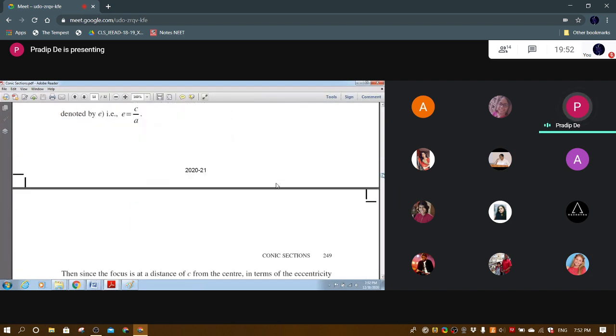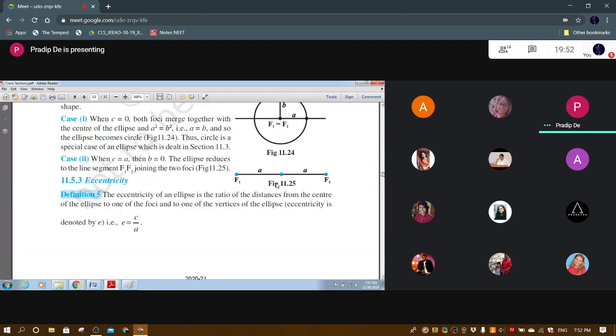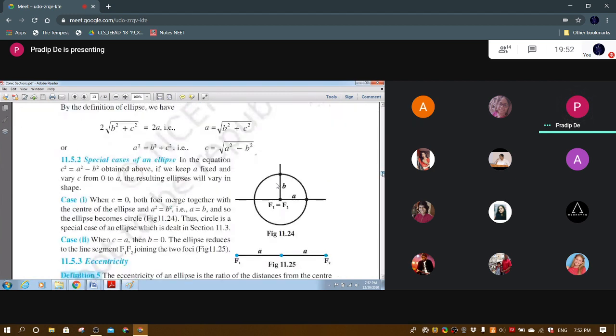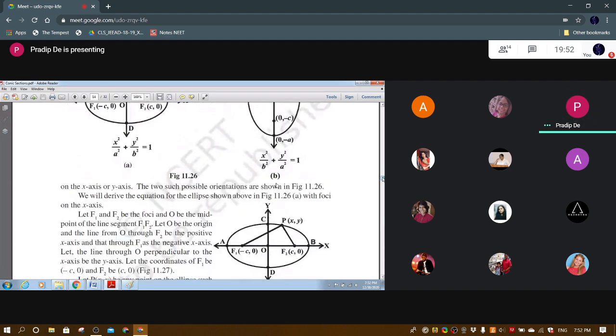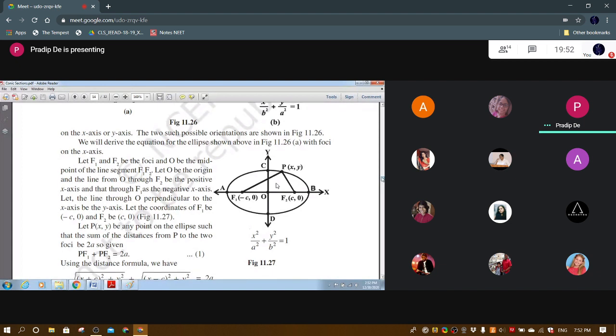Now eccentricity E is this ratio C to A. Again, look at the diagram. The ratio C is to A, that is OF1 is to OA, or OF2 is to OA. This ratio C to A is E, the eccentricity of the ellipse. So isn't it root over 1 minus b square by a square, something like that? Yes, that can be. When we derive this formula, then you can find out.